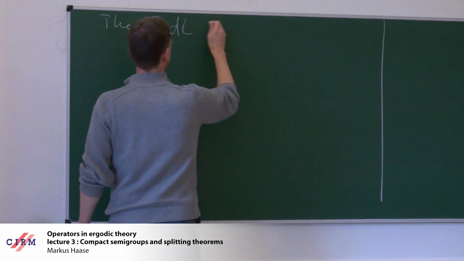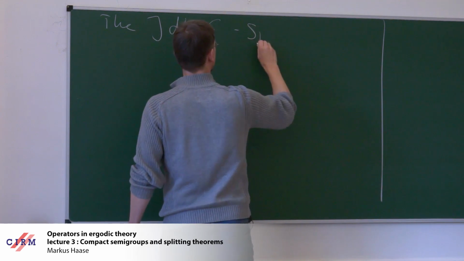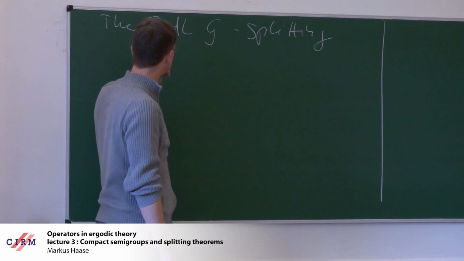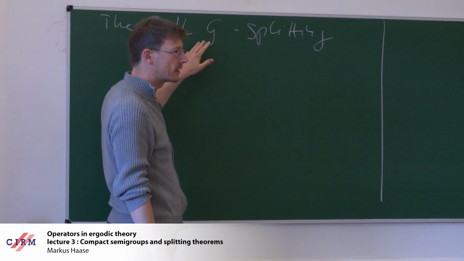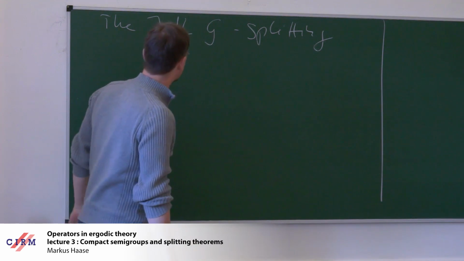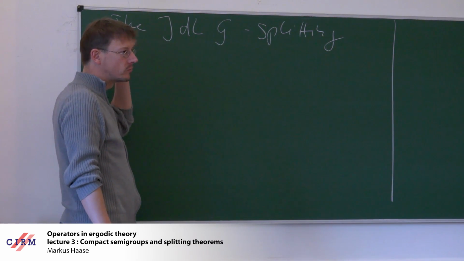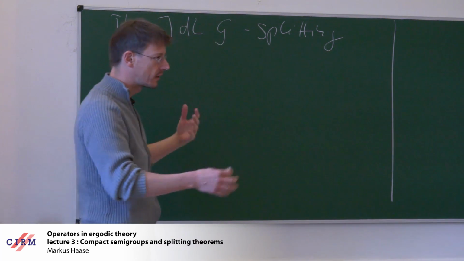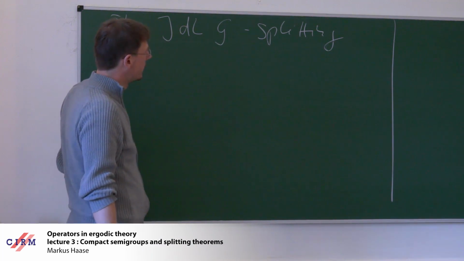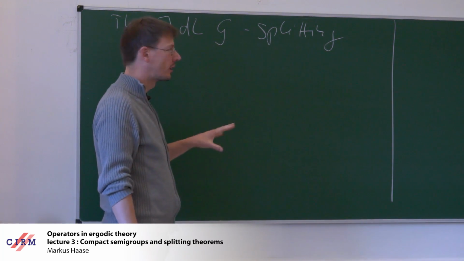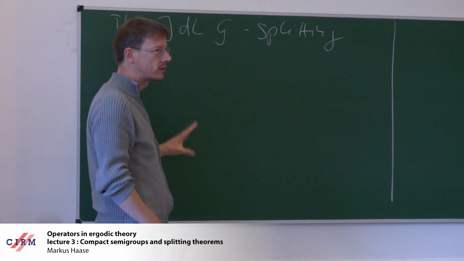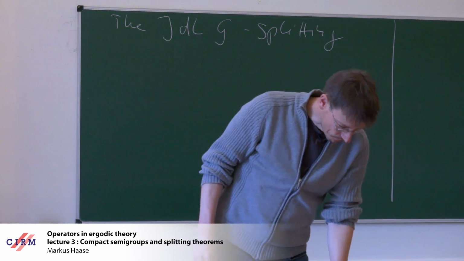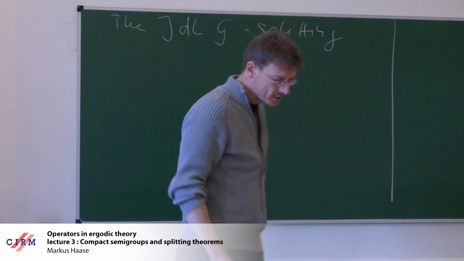The Jacobs-de Leeuw-Glicksberg splitting, after Konrad Jacobs, Karel de Leeuw and Irving Glicksberg. Jacobs started this business in the late 50s, and then de Leeuw and Glicksberg took this up and published a series of papers. But if you look at this very closely, you can find everything in Jacobs already. Jacobs did the main breakthrough here. So what is it about?